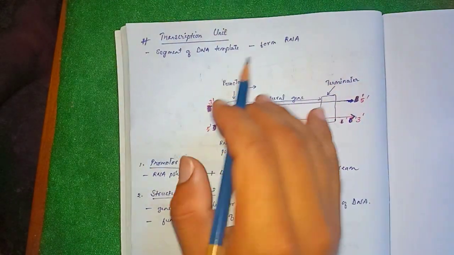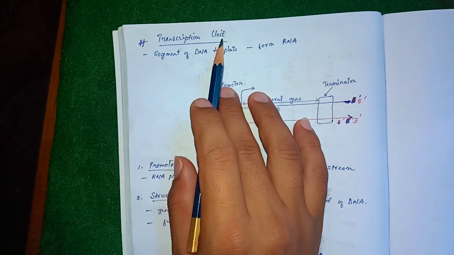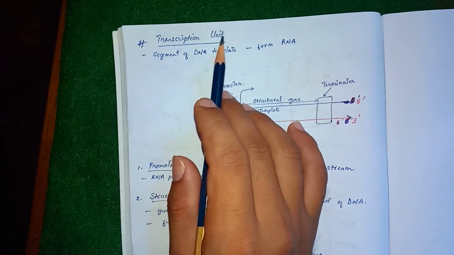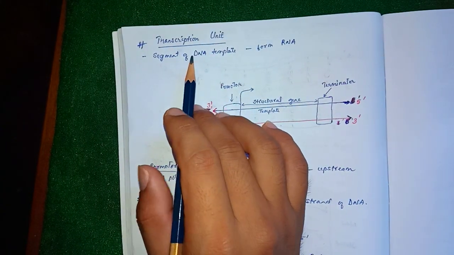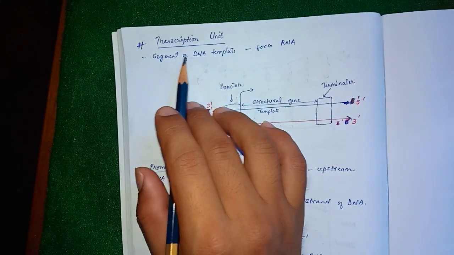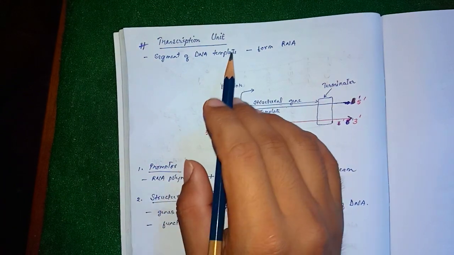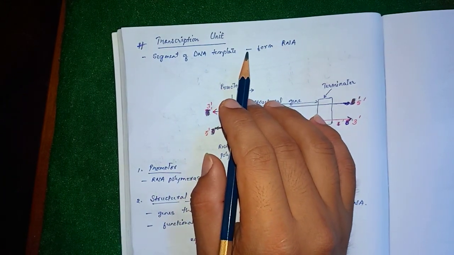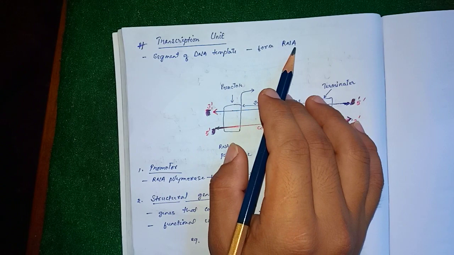Hello, let's discuss the transcription unit. What is a transcription unit? A transcription unit is that segment of the DNA template that is transcribed to form RNA.